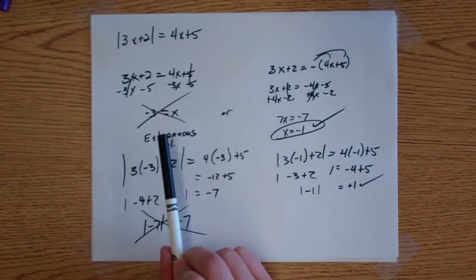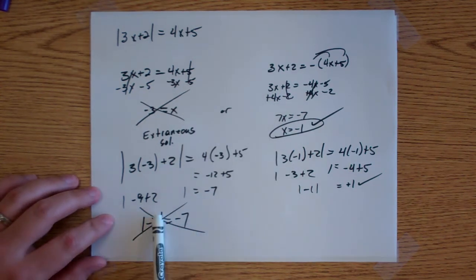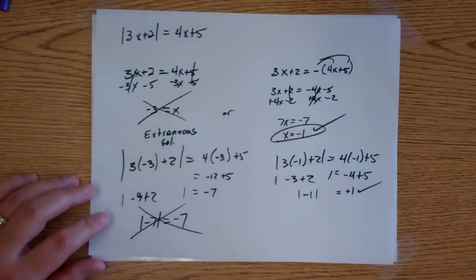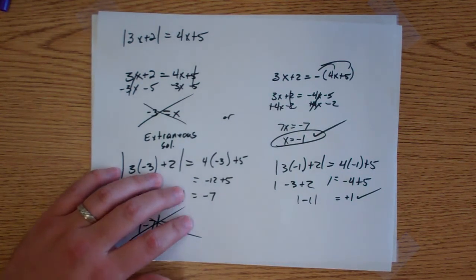Because for the negative 3, we get the absolute value of negative 7 equals negative 7. That's not true because absolute value is the distance from 0, and the distance from 0 is always positive. So this side didn't work, this side did. x equals negative 1. All right, that's how you do absolute value equations.